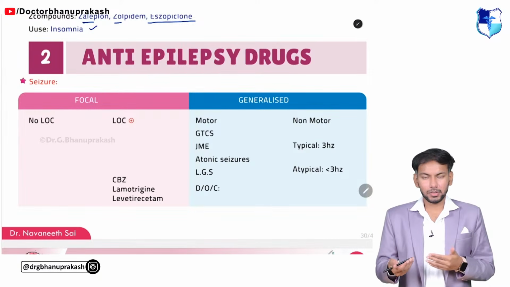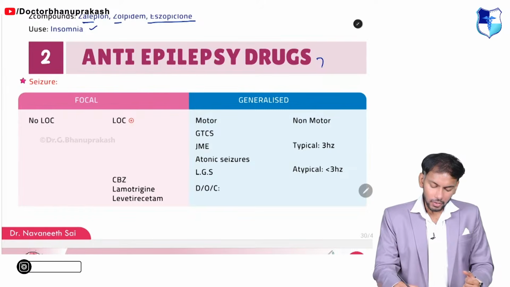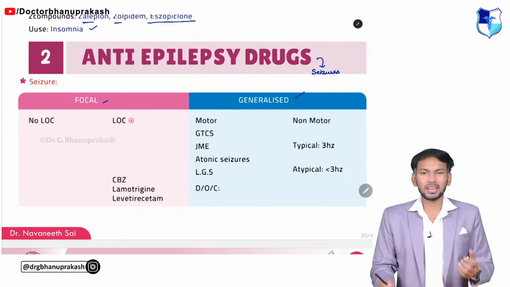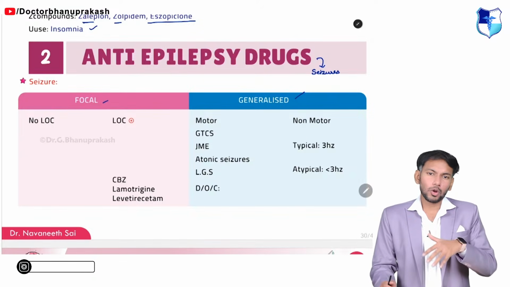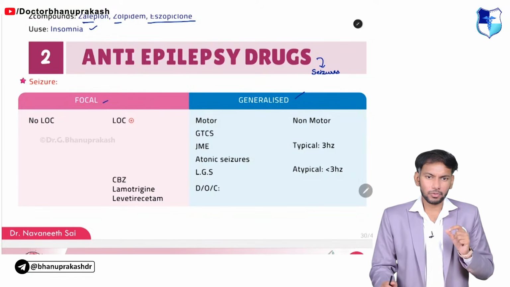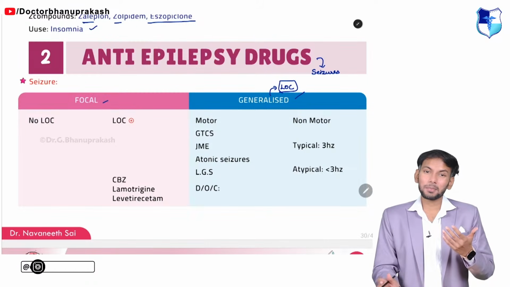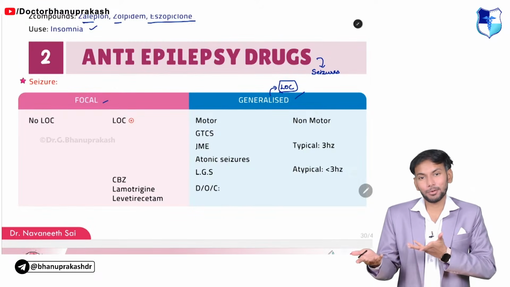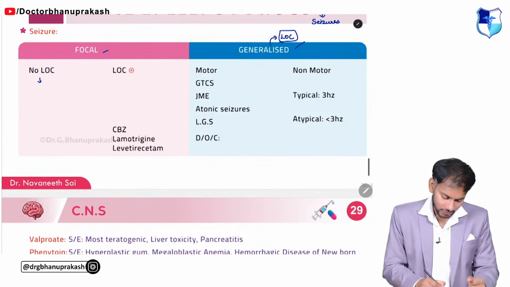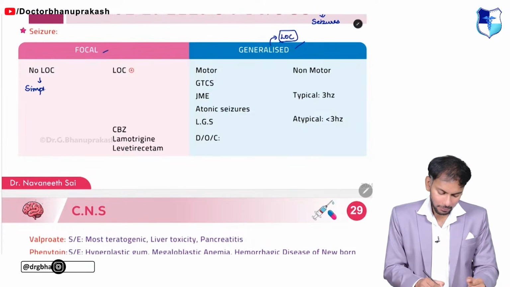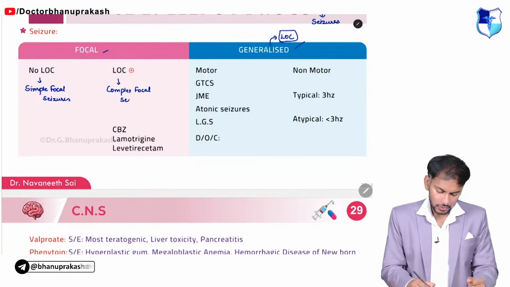In epilepsy, you do see seizures. So, what are the types of seizures that you know? There are focal seizures and generalized seizures. Generalized seizures means they are happening in almost all parts of the body. Focal seizures means in some parts of the body. Generalized seizures are always associated with loss of consciousness. Focal seizures might or might not have loss of consciousness. If there is no loss of consciousness, that is known as simple partial or simple focal seizures. If there is loss of consciousness, that is known as complex focal seizures.